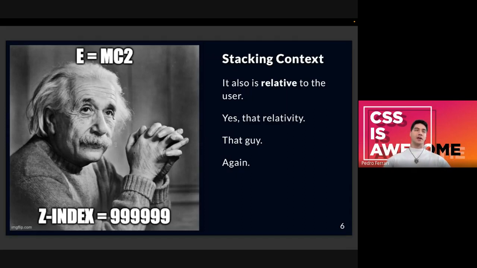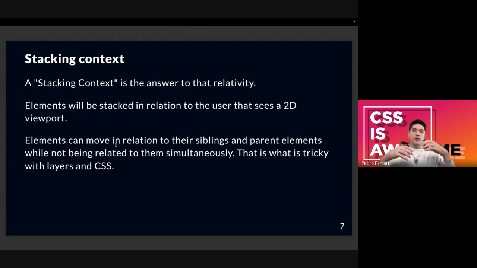So the elements themselves are going to be in the same position in relation to each other, but they are going to change in relation to the user, right? So this stacking context that we have in CSS is the answer to the relativity between elements and the user looking at that 2D viewport. The elements will be stacked, and they will move in relation to their siblings and the parent and the page.